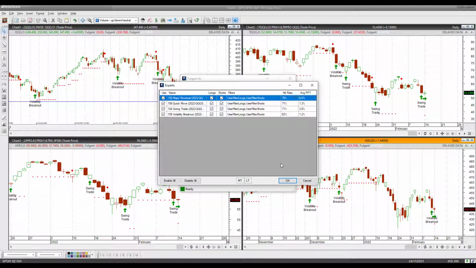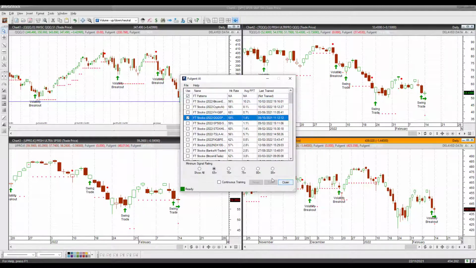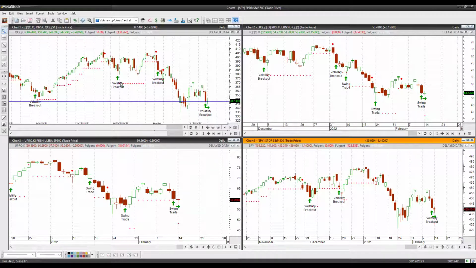The swing trade strategy, you can hold something for days to even weeks. That's 71% accurate, with an average profit per trade of 3.8% over thousands of trades. And the volatility breakout is about 52% accurate, 1.2% average profit per trade over the testing period. So once again, this is over thousands of data points and thousands of trades. We take great comfort in the fact that we know that this is a high probability trade setup.